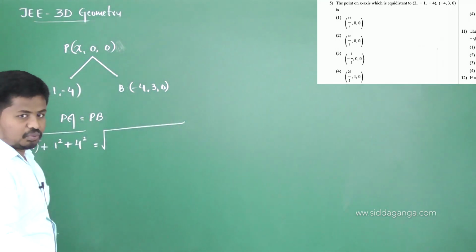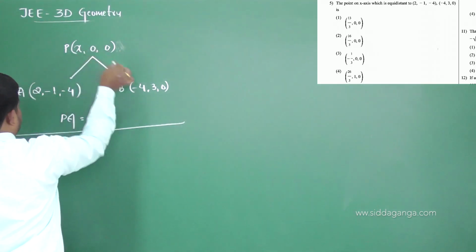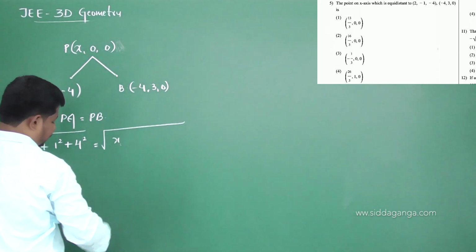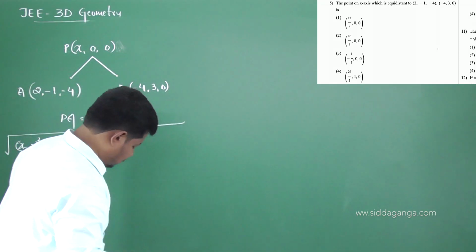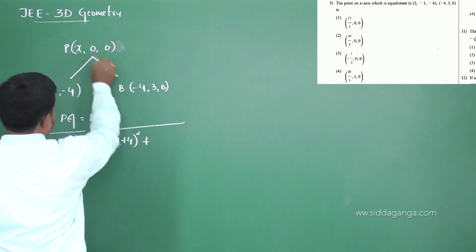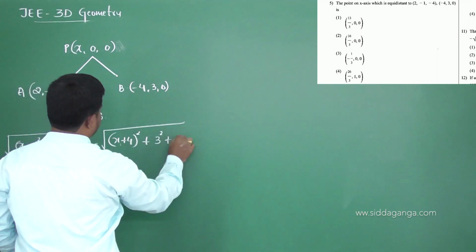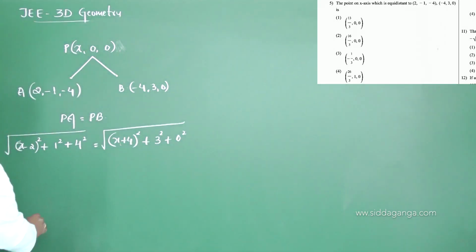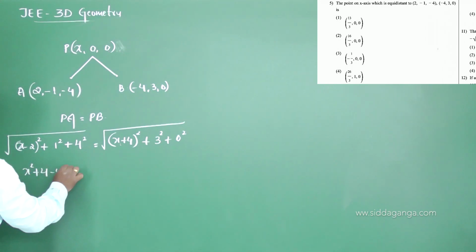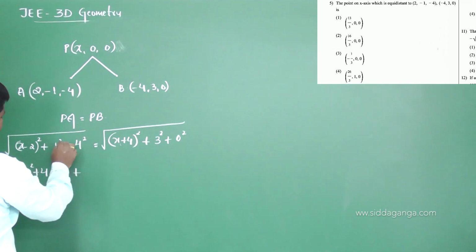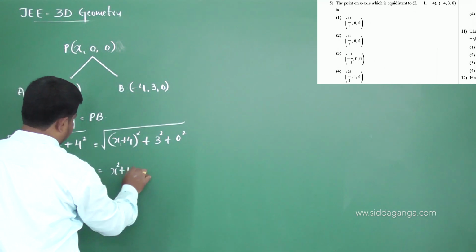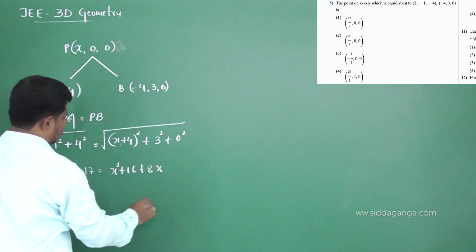x2 minus x1, distance between 2 points. This is x1, y1, z1, x2, y2, z2. So (x plus 4) whole square plus (0 minus 3) whole square plus 0 square. Squaring on both sides, you get what? So this is x square plus 4 minus 4x plus 16 plus 1, 17, that is equal to x square plus 16 plus 8x plus 9.